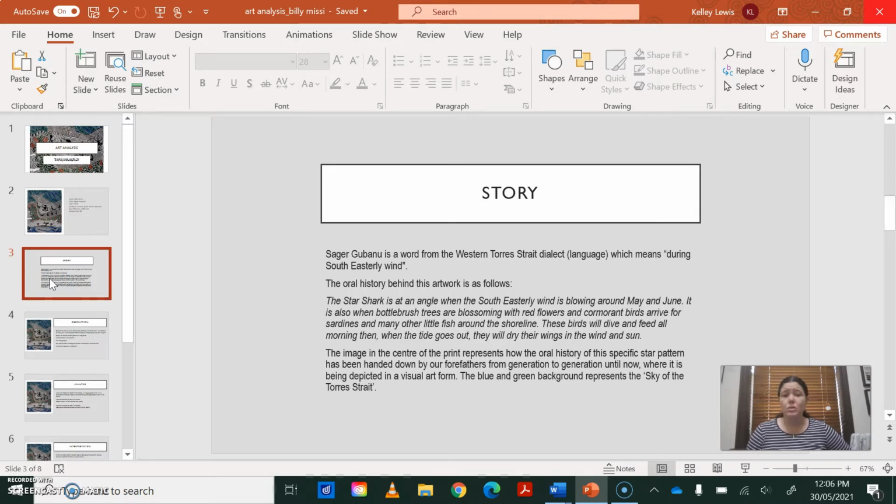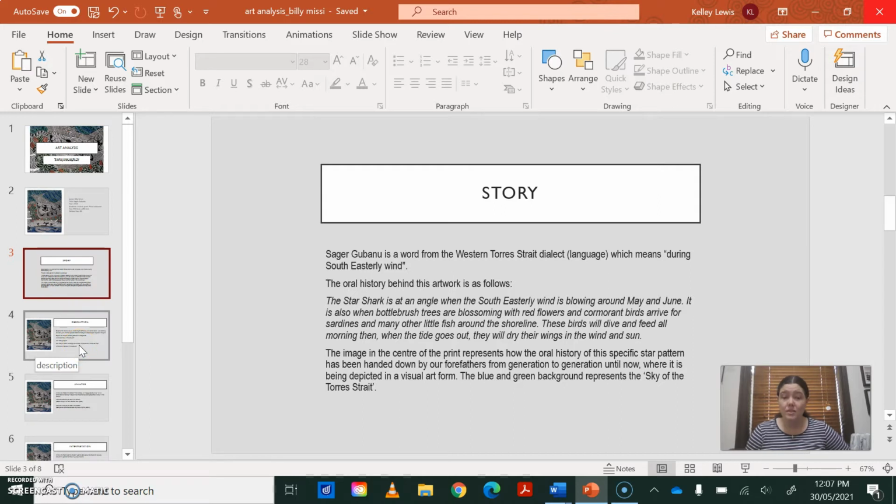The image in the centre of the print represents how the oral history of this specific star pattern has been handed down by our forefathers from generation to generation until now, where it's being depicted in visual art form. The blue-green background represents the sky of the Torres Strait.